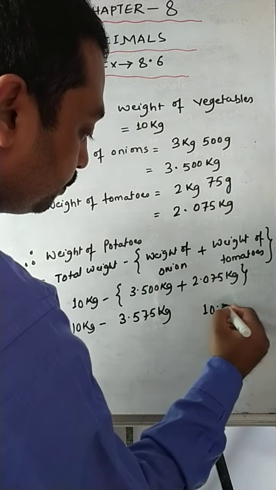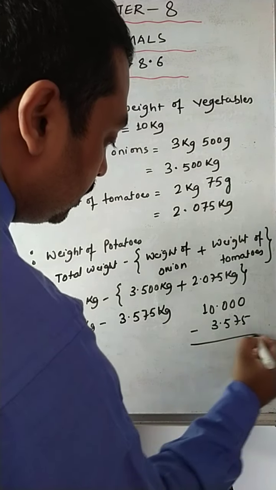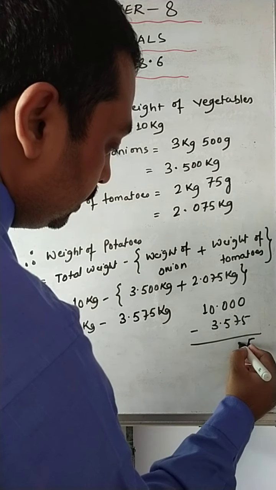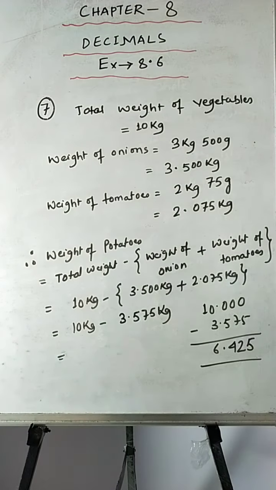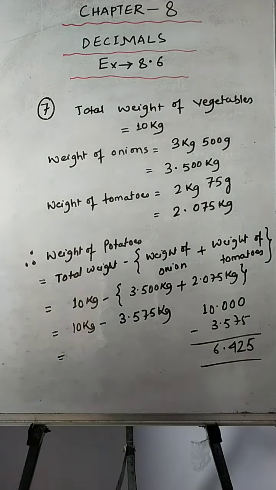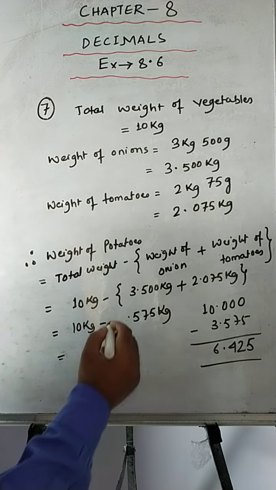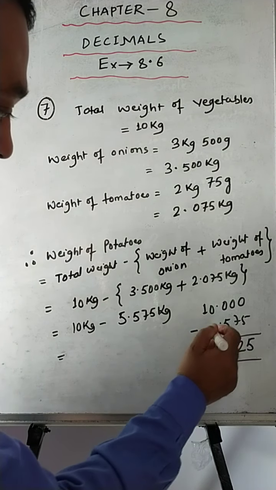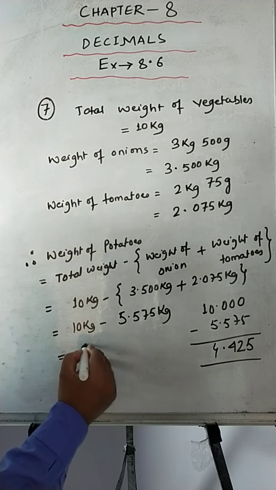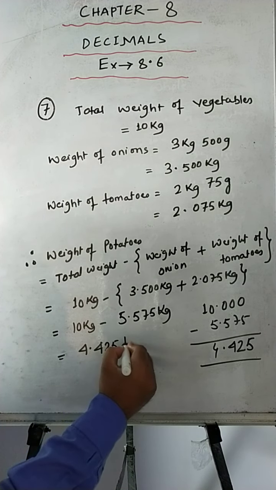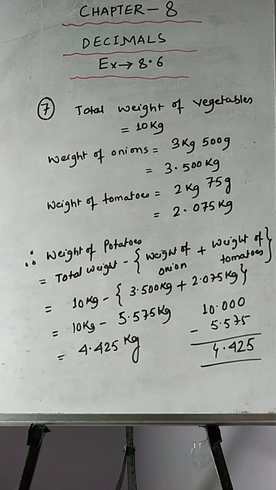10 kg means what? 10.000 minus 5.575. So when you subtract it, 5, 2, 4, 6. So this would be your required answer, isn't it? I guess I have written right. Oh, 3 plus 2 is 5. Sorry. 3 plus 2 is 5. So we'll write 5 here. And the answer will be what? 4.425. So answer is 4.425 kg. Okay, so this is the solution of question number 7, students.